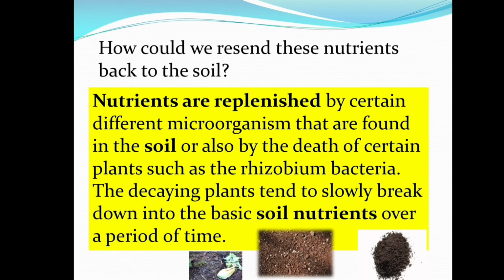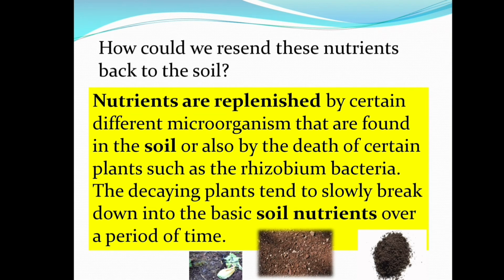How could we send these nutrients back to the soil? Nutrients are replenished by certain different microorganisms found in the soil, or also by the death of certain plants, such as the rhizobium bacteria. The decaying plants tend to slowly break down into the basic soil nutrients over a period of time.